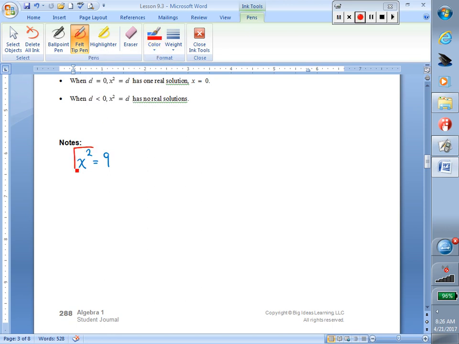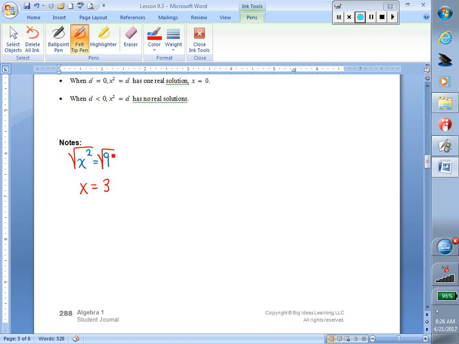And the answer is, I take the square root. If I take the square root of x squared, I'm down to x. If I take the square root of 9, I get 3. Remember, square root, we're trying to find what number times itself will give me 9.